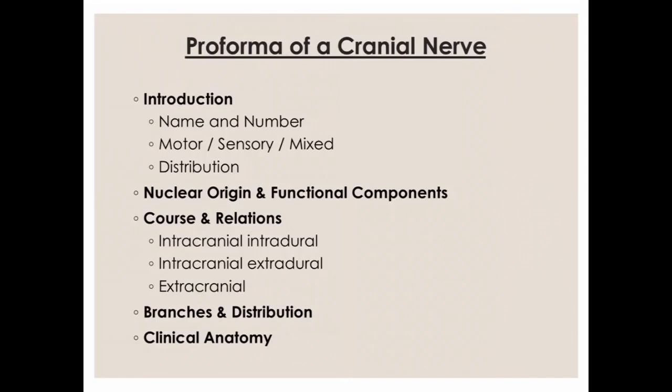And then we just have to write a basic gist about its distribution. Like for example, glossopharyngeal is so easy to remember, right? Glosso means tongue, pharyngeal means pharynx. So it distributes to the region of the tongue and the pharynx. Then we have to talk about the nuclear origin.